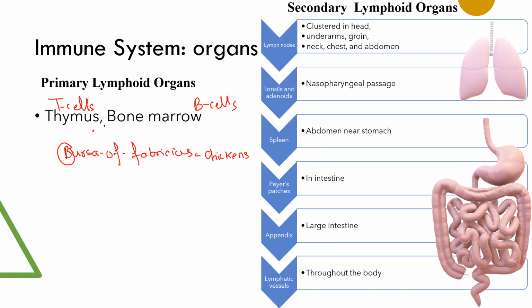Thymus is a bilobed structure present over our heart, and it is the primary lymphoid organ which helps in the maturation of T cells.